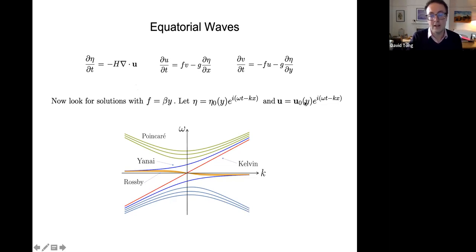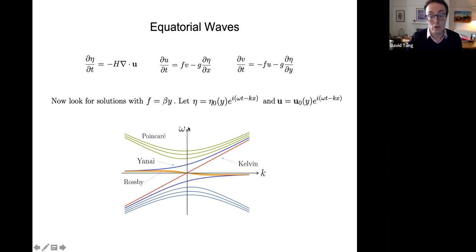If you plug in this particular ansatz into these equations, something rather lovely happens. You end up with a second order differential equation for v, the velocity in the y direction, and that second order differential equation is the equation for a quantum harmonic oscillator. And so you don't have to do any work. You just know that the profiles are Hermite polynomials. You know what the frequencies are. They're the gapped frequencies of the harmonic oscillator.